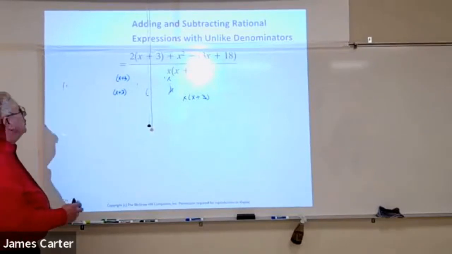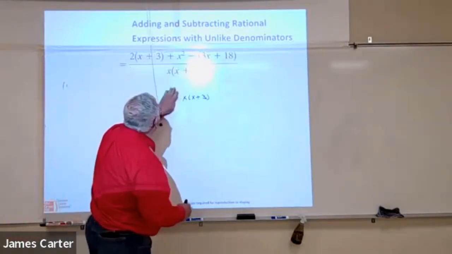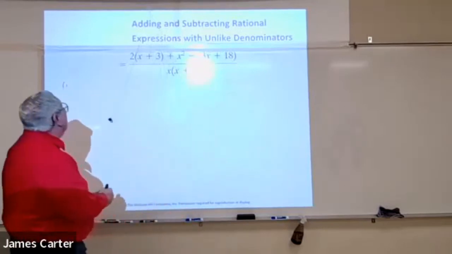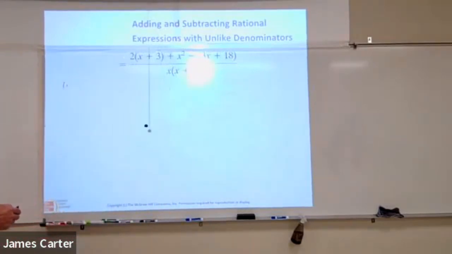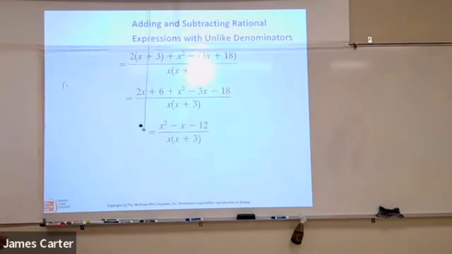All right, so get this out of the way. Now I'm ready to distribute that and distribute this negative. So I get 2x plus 6 there. Here's the x squared. And I distribute this negative to both of those over that. Now I'm going to combine like terms. When I do that, I get this thing. Guess what I have to do next? Back to the top. Factor the top.